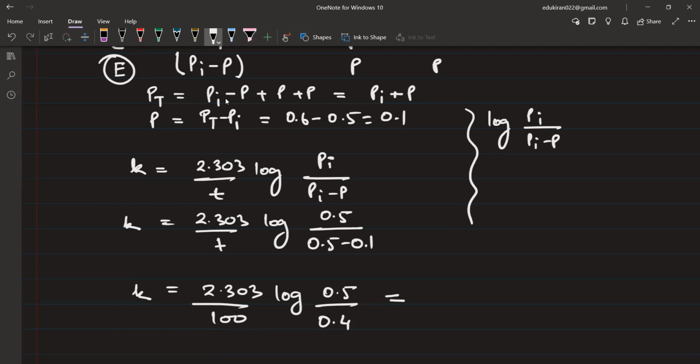K कैलकुलेट कर लीजिएगा घर में, अभी मत कीजिए, ठीक है. We'll calculate it later on. 5 by 4. 5 by 4 is equal to again 1 point something. 1.04 कुछ आ जाएगा.